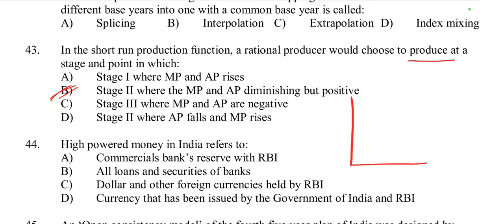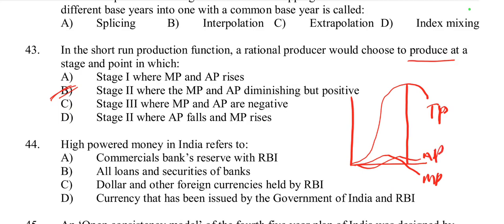Here in the law of variable proportions we see TP, MP, and AP. This is the first stage, second and third. In the second stage, TP increases to its maximum, so total product is maximum.